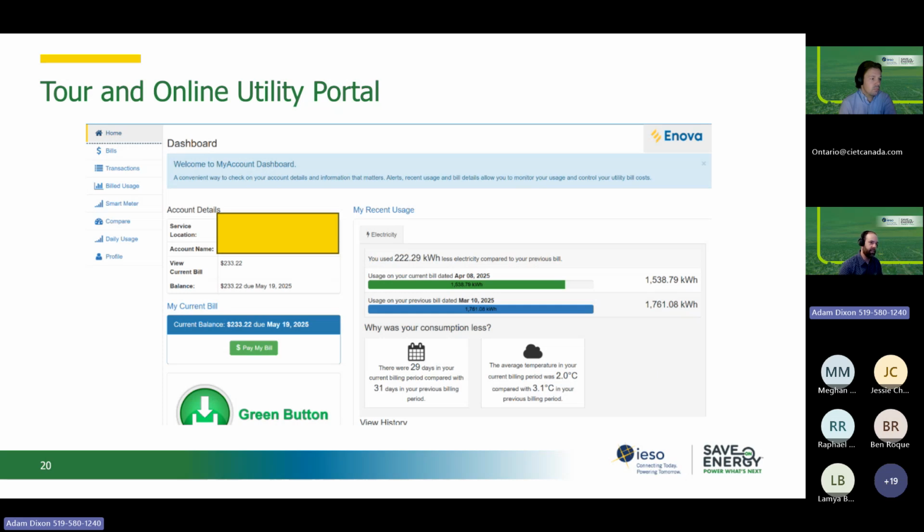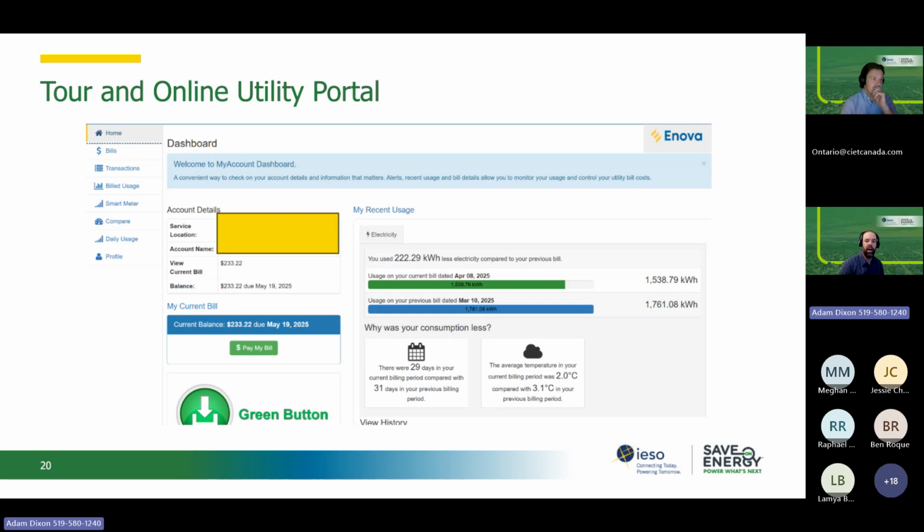Green Button is a standardized format, so hopefully when you export it, everywhere across the province exports in the same format. It's an Excel sheet you get. You can take it and do your own analysis in Excel, or you can import it into other tools to analyze more detailed performance of what's going on in your building. So Green Button data is available to you.